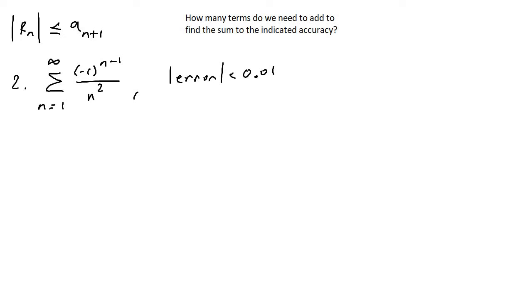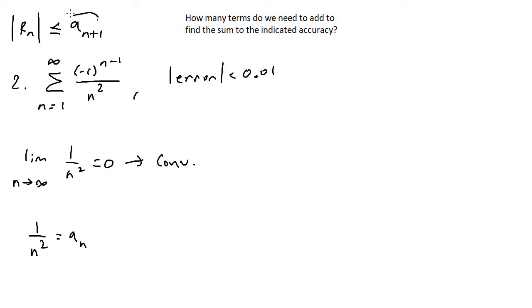So ignoring the alternator, we have 1 over n squared, and the limit as n approaches infinity of 1 over n squared is equal to 0. Since it's equal to 0, we know it converges by the AST. Because it converges, we can use the remainder theorem here, and ignoring the alternator, 1 over n squared is going to be our a sub n.